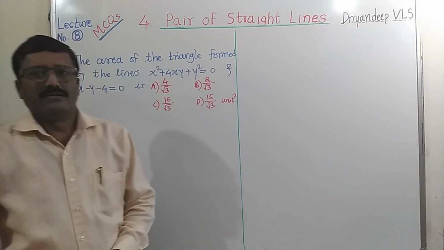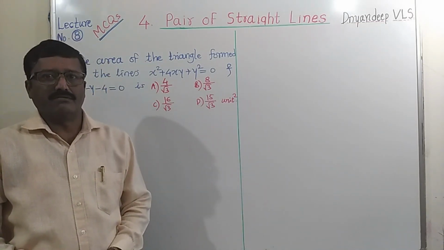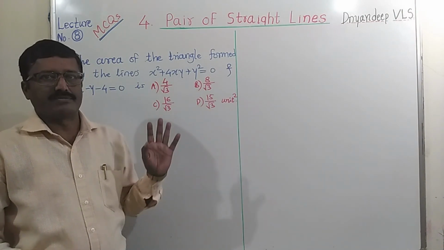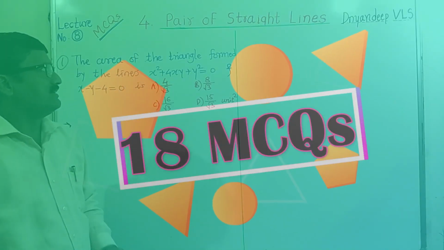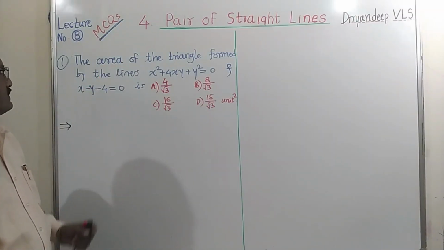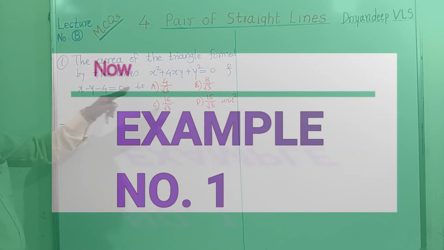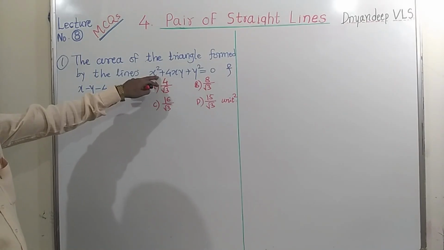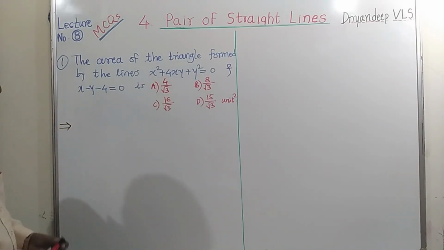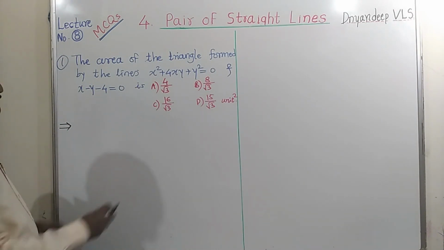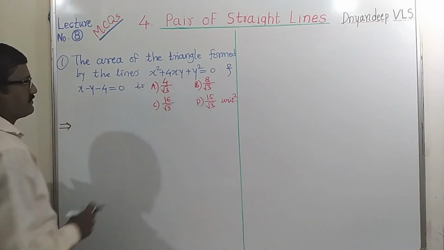Everyone, we have learned a lot in our previous 7 lectures of pair of straight lines. Now, in this lecture, we will see MCQs here. Let us see the first one. The area of the triangle formed by this pair of lines and this single line is, the options are given here. In this example, the pair of lines is given.